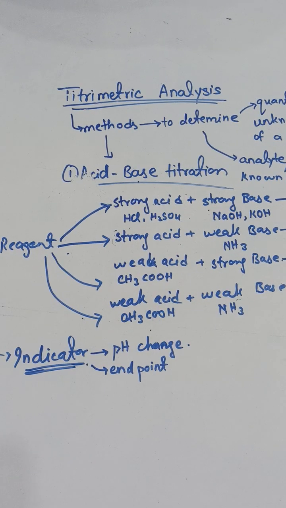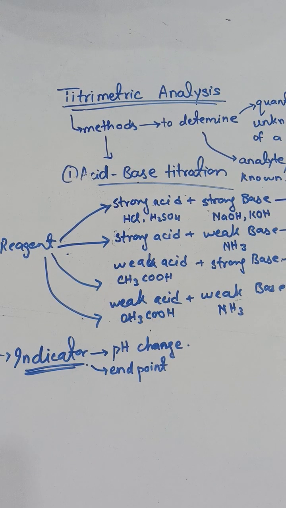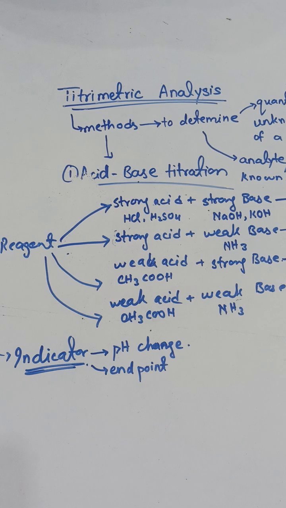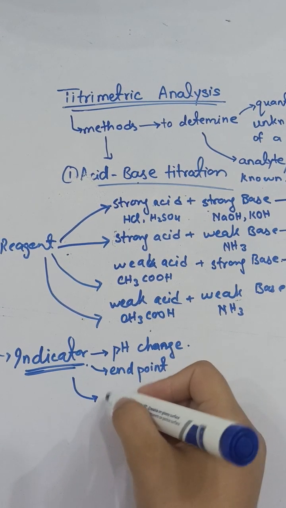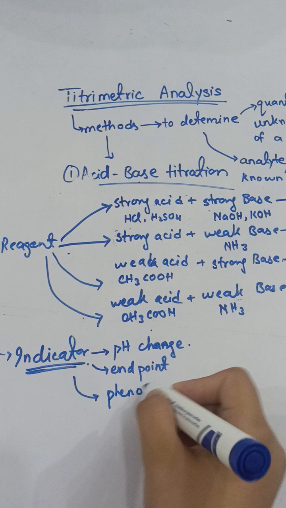Okay, so as we have discussed, there are many types of titration. In the acid base titration, we use an indicator, and its name is phenolphthalein.